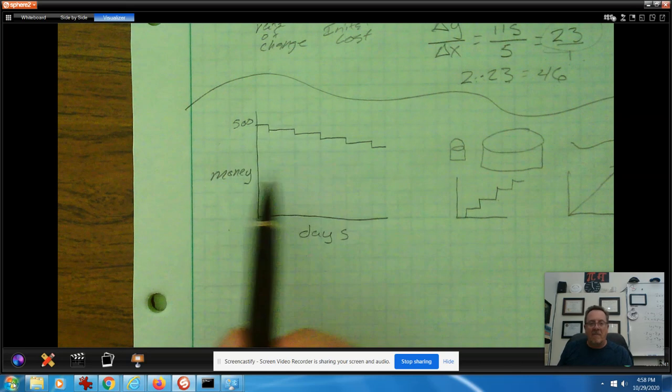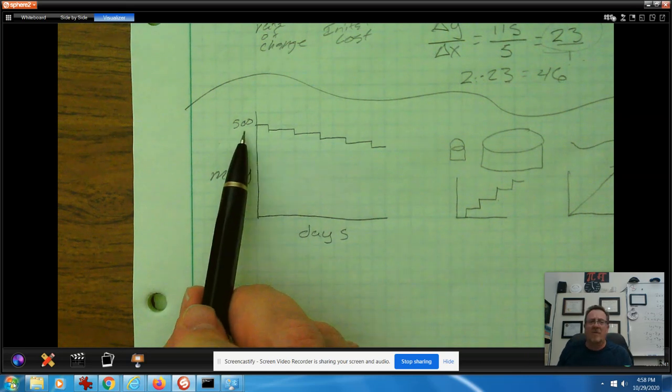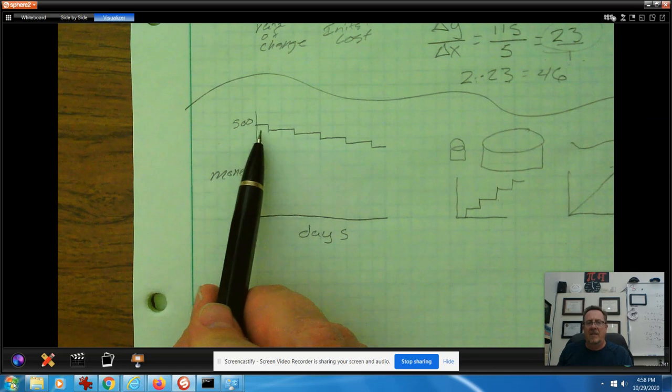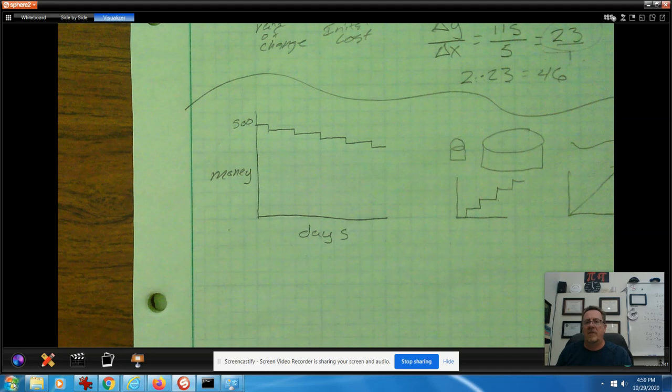Let's think about what's happening. He started with $500, and he's going down. The amount in his account decreases every 2 days. But that's not continuous, is it? It's very stair-stepped. 2 days, it's at one level, boom, drops to the next level. So it's definitely discrete. It's not continuous.